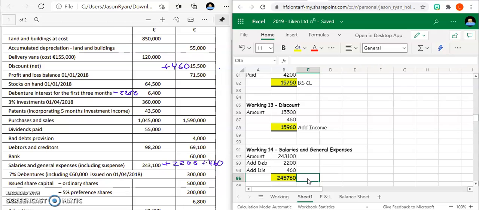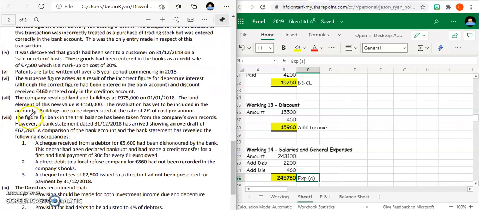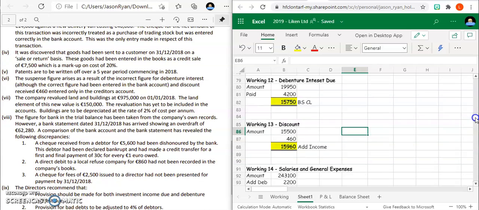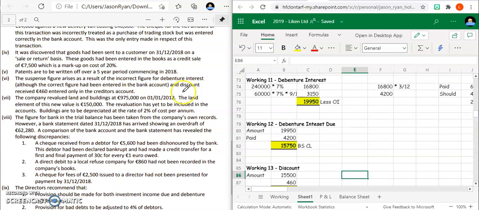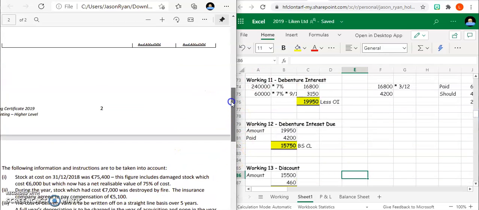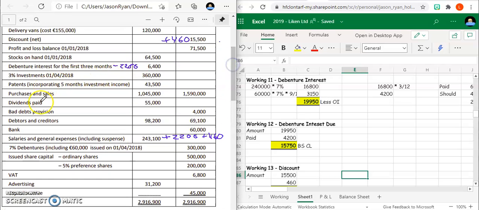So just on that adjustment again, the suspense tells us that it was an incorrect figure for the debenture interest. So we had to calculate the correct figure. We got our debenture interest in the question: 240,000 by 7%, 60,000 by 7%. We only had it for 9 months. So the total amount is going to be 19,950. That's going to be taken off your operating income.